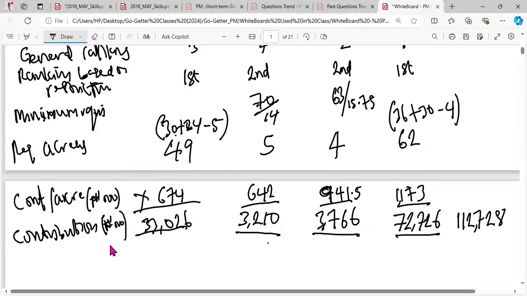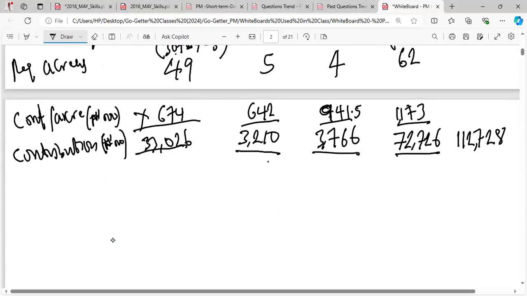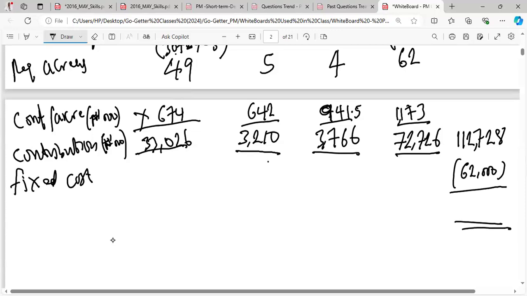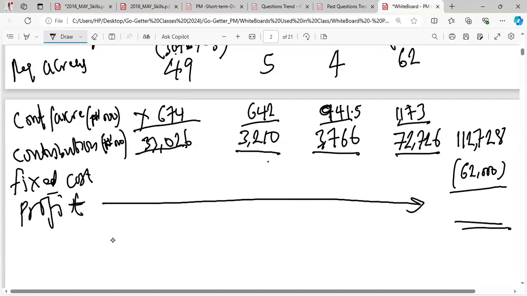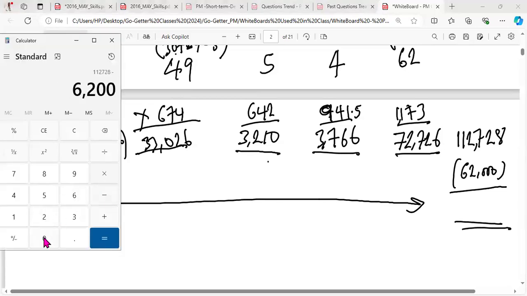Now we have our fixed costs. Our fixed costs is 62 million as we are told. So I will put my 62,000 here to represent it as 62 million. And this is going to be our profit. So let's calculate the profits now. Minus 62,000. That will give me 50,728.